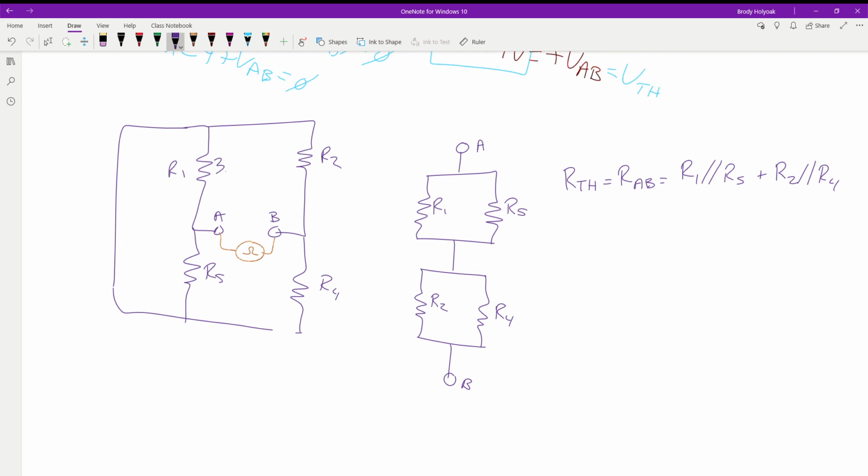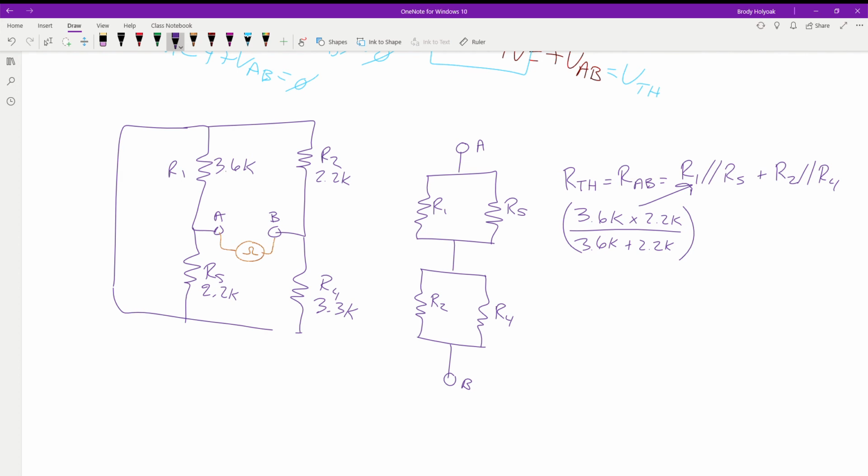So we got 3.6K, 2.2K, 3.3K, and 2.2K. So R1 and R5 in parallel, we got 3.6K times 2.2K over 3.6K plus 2.2K. That's this value.